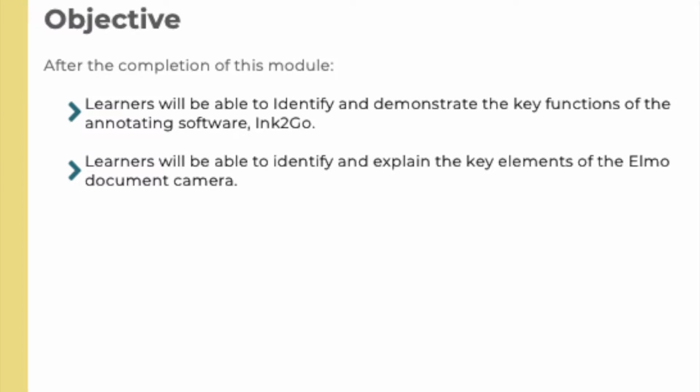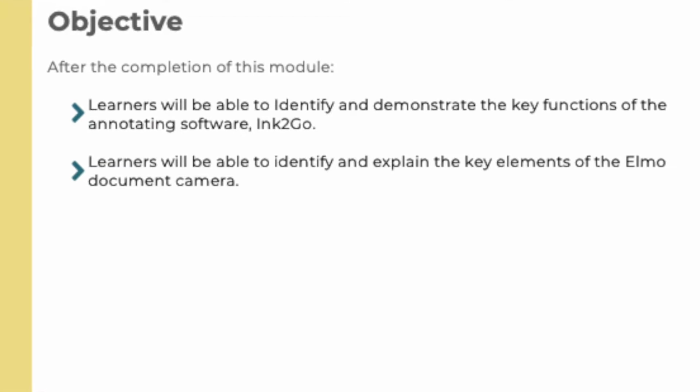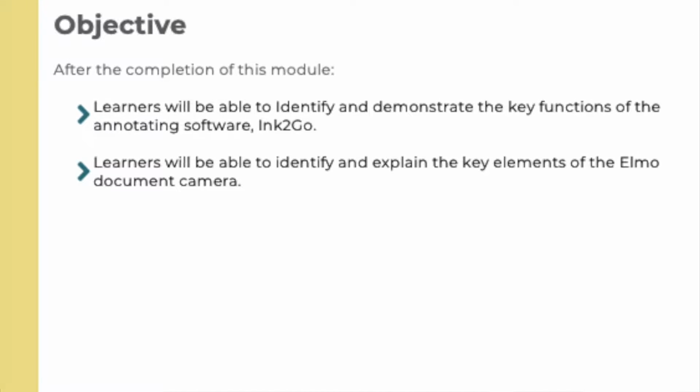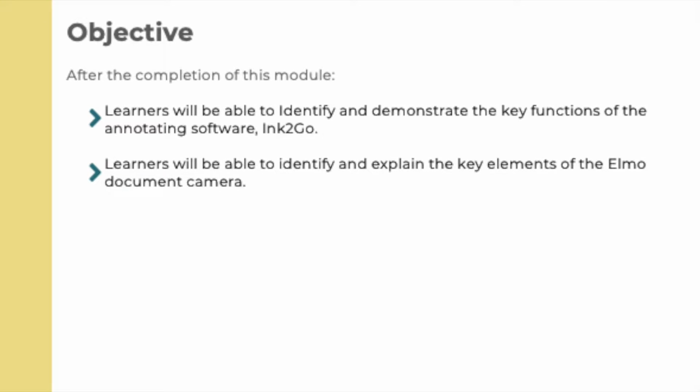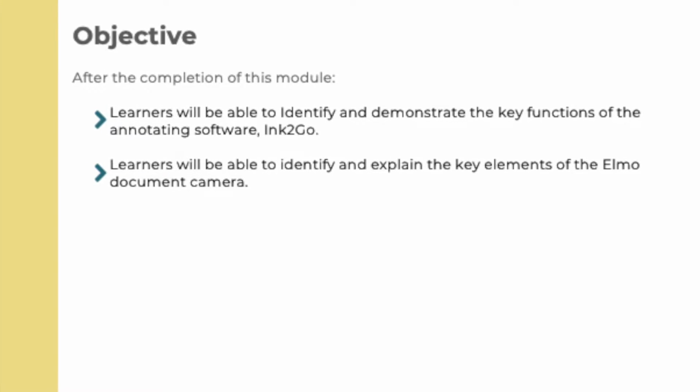After the completion of this module, learners will be able to identify and demonstrate the key functions of the annotating software Ink2Go. Learners will also be able to identify and explain the key elements of the Elmo document camera.